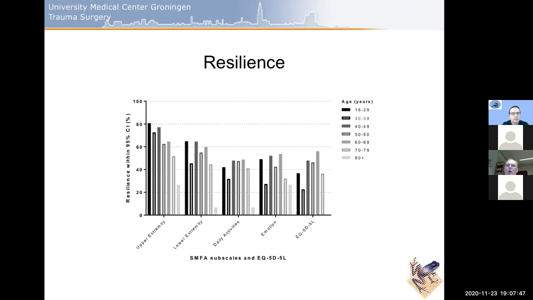So it's not so that patients who get older get less resilient. It's a different pattern. So this group is very important. These are the young people, 30 to 40 years, whose capacity for resilience is not as high as the elderly group.